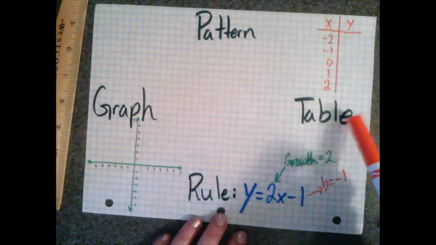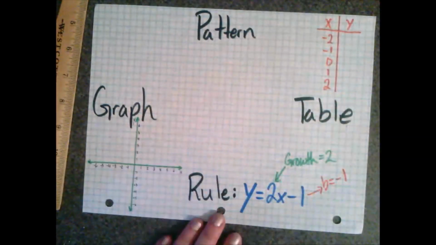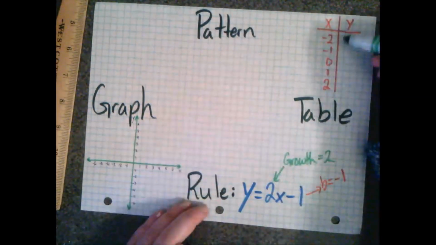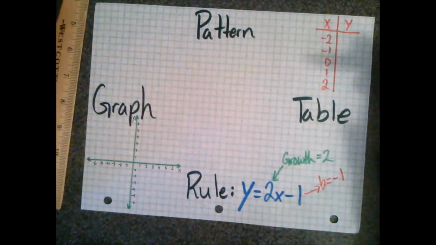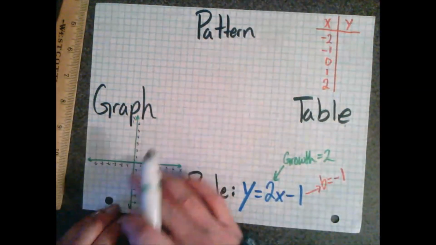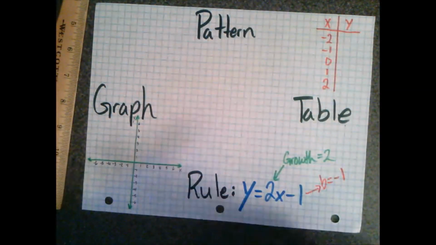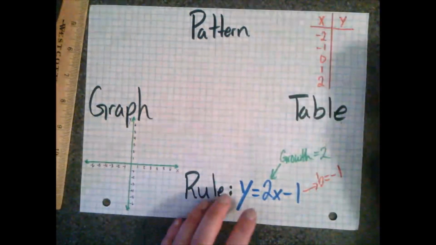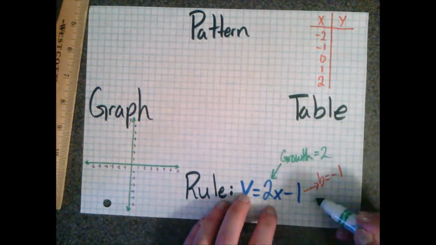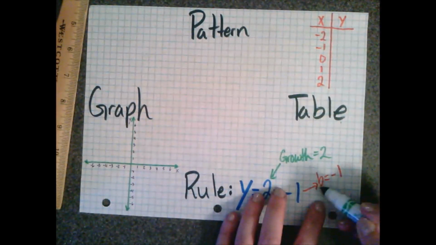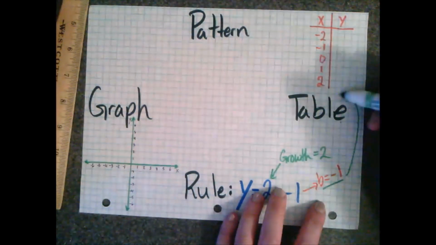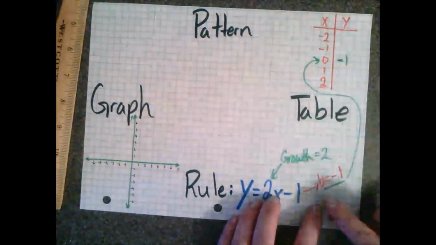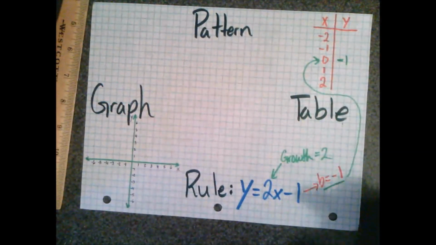So first, let's go to a table, and we'll just work our way around. When we're working in a table, I filled in the values negative 2 through 2. This is a pretty good spread. It'll get you a nice graph, especially if we're working with parabolas. Remember, those are the U's. I know my growth is 2. I also know my b is negative 1. My b is talking about 0, so I can just fill that in, right? That's how I would find it if I was using a table.